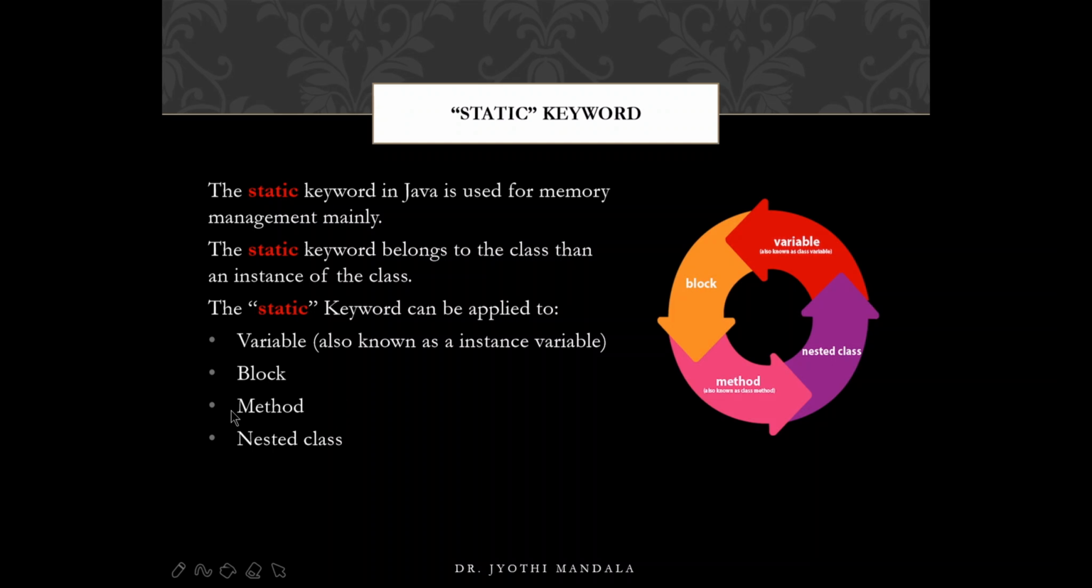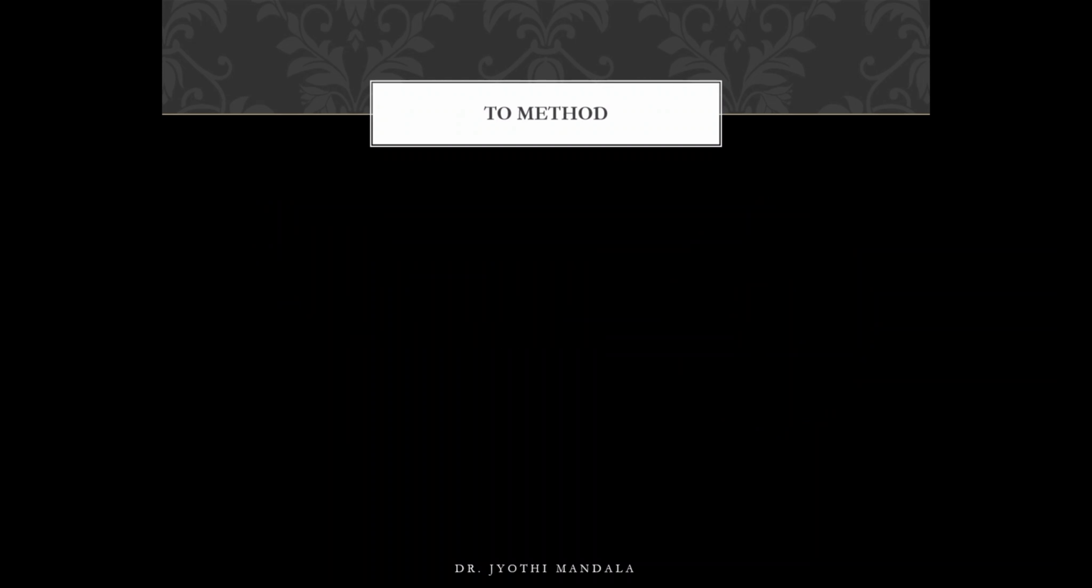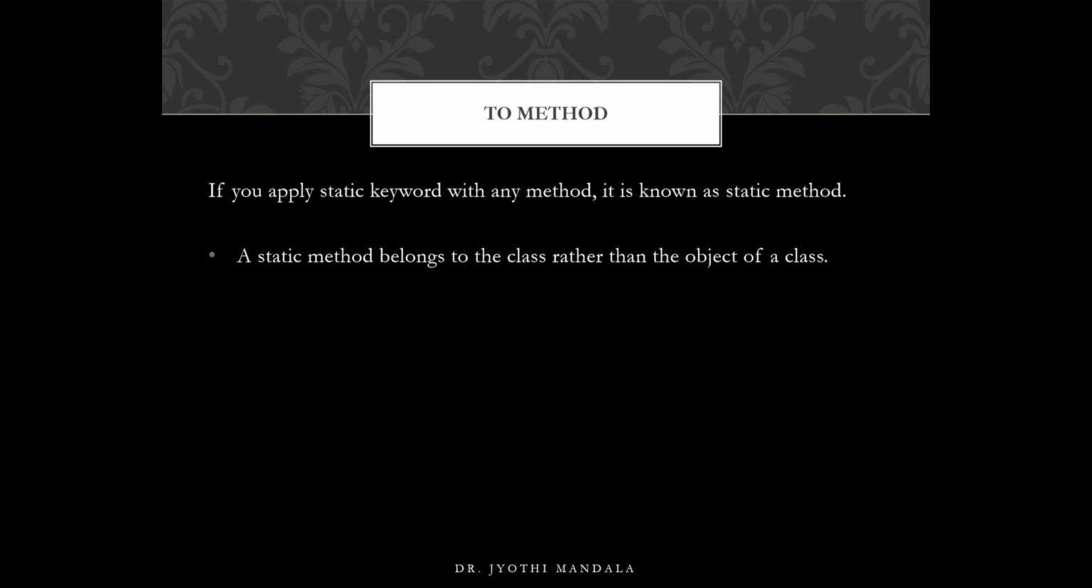So in today's class we will be learning how the static keyword can be combined with a method, which is very simple. Regarding the nested class, we will learn it at the time of learning inner classes, so for the time being we are not going to learn about it. If you want to apply a keyword like static with a method, you simply put the word static in front of the method name, and then it is denoted as a static method. Then what is the necessity of making a method static?